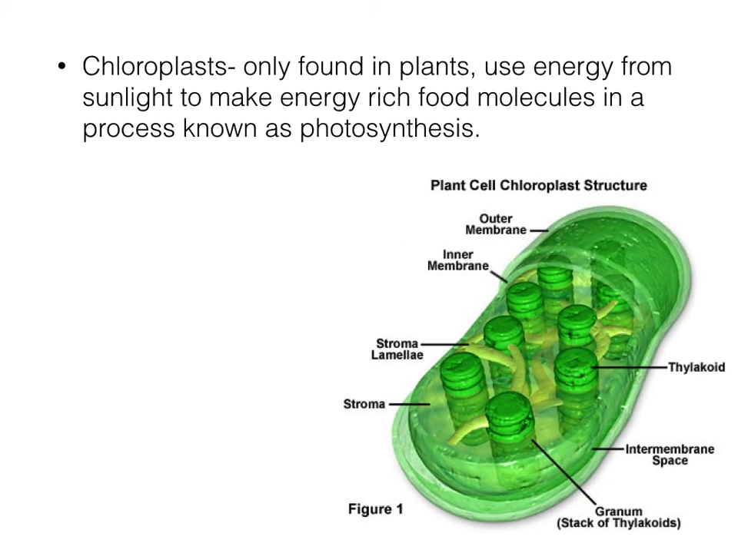Chloroplasts are found only in plants. They use energy from sunlight to make energy-rich food molecules in a process known as photosynthesis. So we're going to spend a lot of time on photosynthesis. The next chapter we do will actually be entirely on photosynthesis, dealing with the thylakoids and the stroma and the grana, and we're going to go through the process itself. But what you need to know right now is that it is the site of photosynthesis.